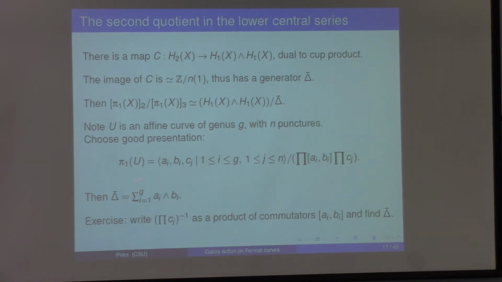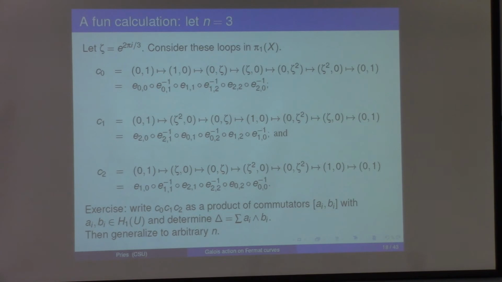In order to figure out what this is, we need to find loops. These c_j are loops that go around the punctures. Take the product of them, write that as a product of commutators, and then use those commutators to find this thing here. We first did this for n equals 3 and tried to do it really explicitly.